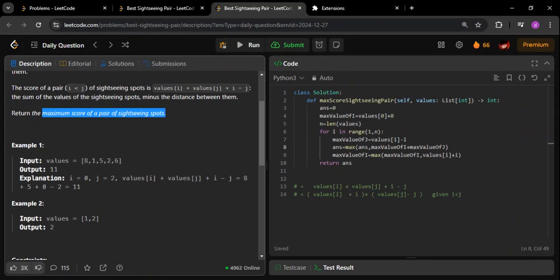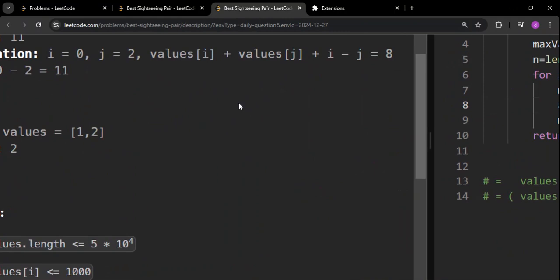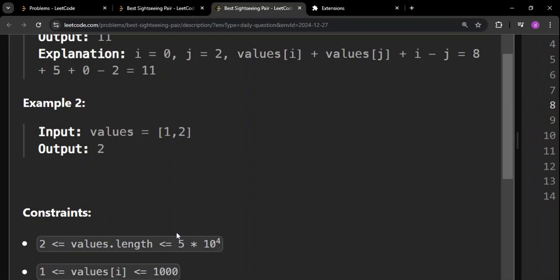Now let us come to understanding what the algorithm is going to be. If you see the constraints, it is going to be in the range of 5 into 10 power 4. The values as such do not make sense to me in this question, but the length of the input will matter, which is in the range of 10 power 4.